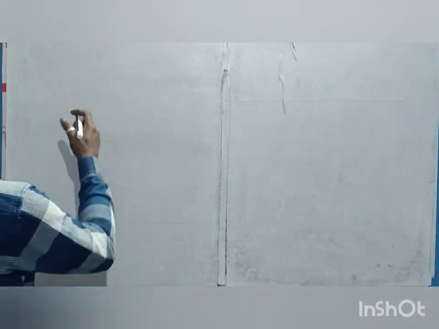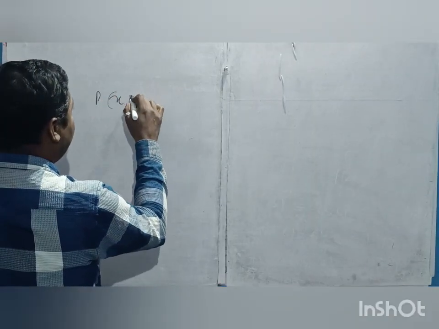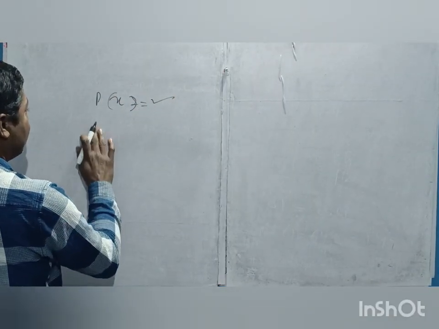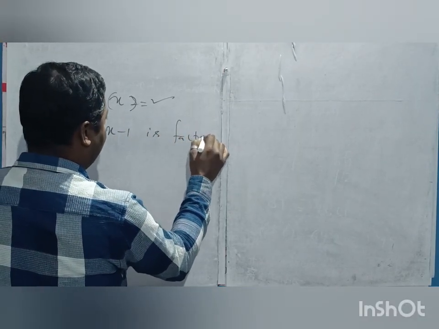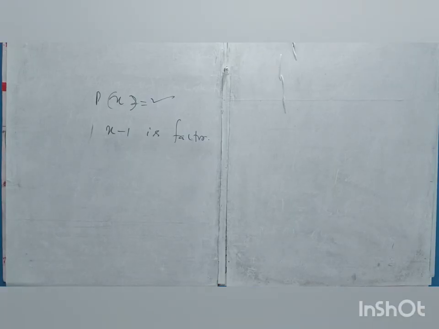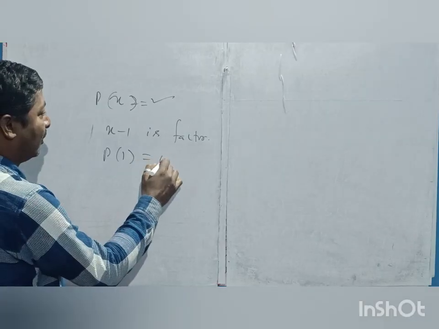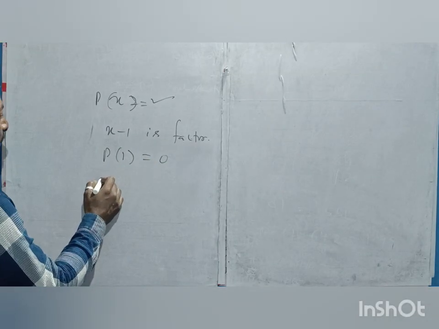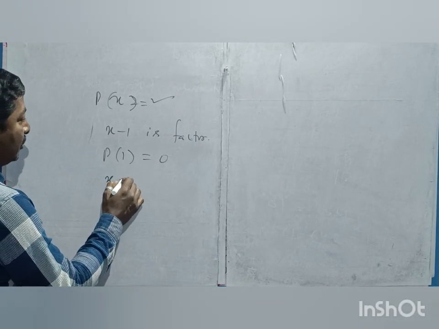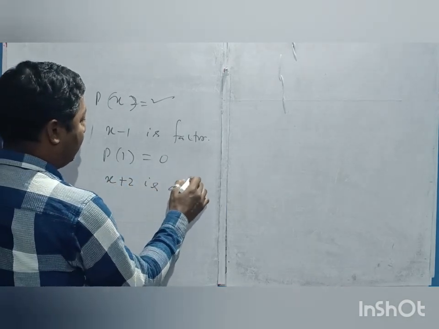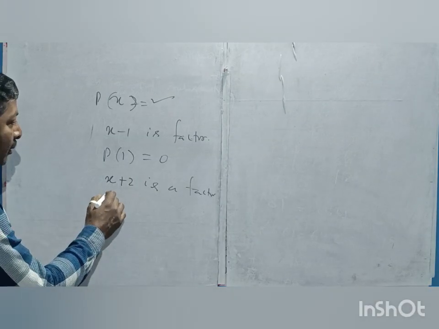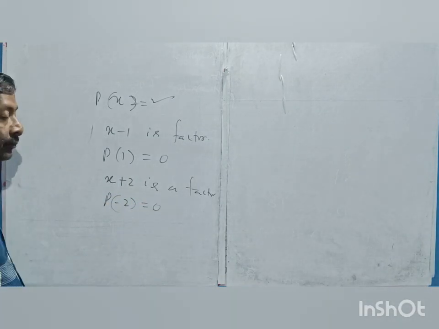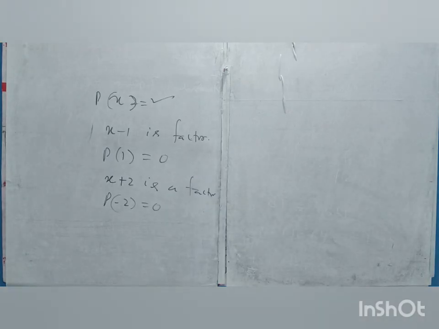You know, if P(x) is a polynomial and x minus 1 is a factor, then what value of P(x) will be 0? P(1) will be 0. If x plus 2 is a factor, then which P(x) value will be 0? P(minus 2) will be 0. Do you know this, or have you forgotten it?